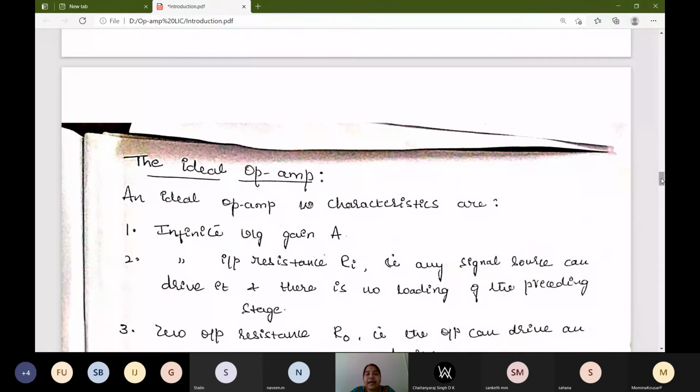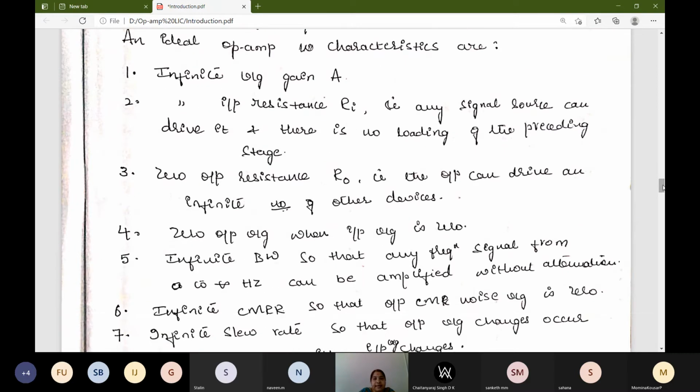So these are the practical characteristics. We have seen what is input offset voltage, input bias current, input offset current, and slew rate. Four are the practical characteristics. Next we'll see what are the ideal characteristics of an op-amp.